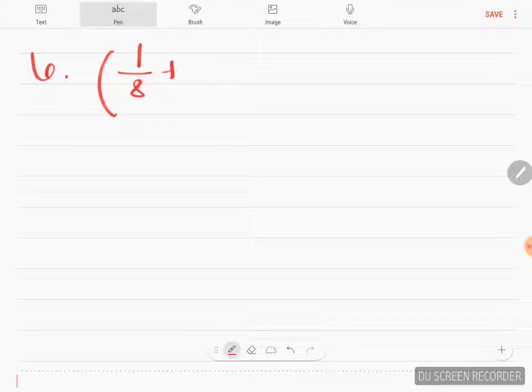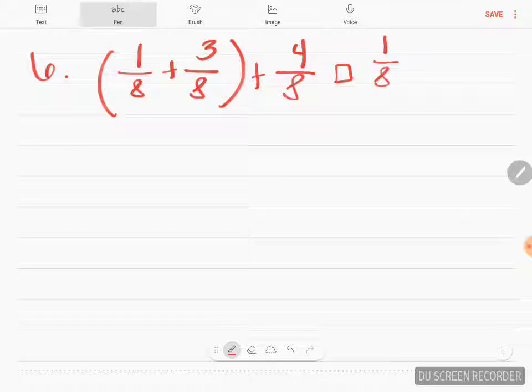I have fractions. All right. So A says compare. We want to see if these numbers are equal to each other. Which one is bigger, or are they equal to each other? So let's just do the math.